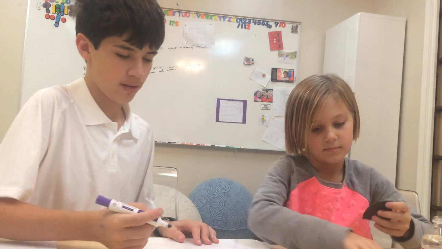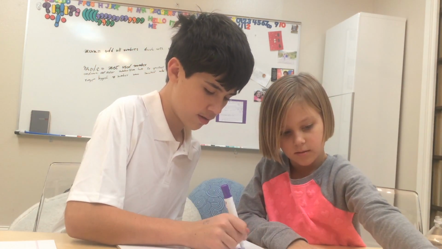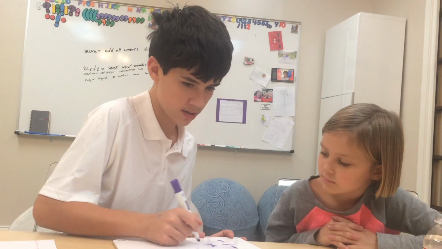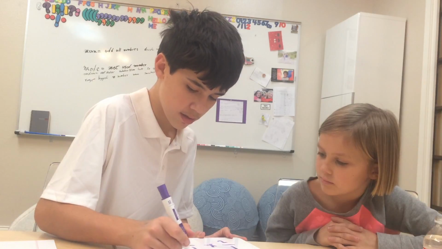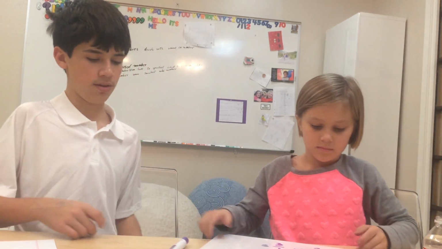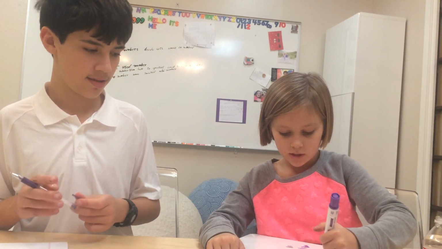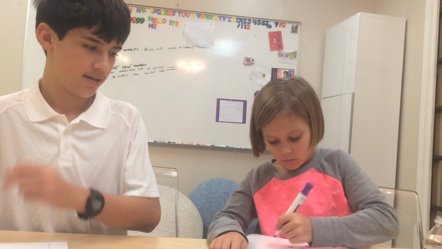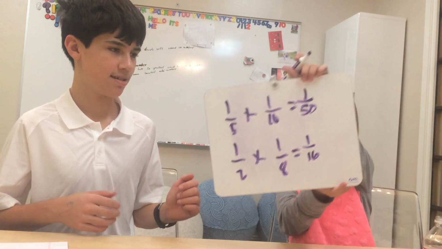So here, I'm gonna give you a couple problems, and see if you can multiply those as well. Okay. You have 1/5 times 1/10, and 1/2 times 1/8. All right. How about you do these two problems. So 1 times 1 is 1. Yes. 5 times 10 is 50. Yes. 1/50th. Exactly. Then 1 times 1 is 1, and then 2 times 8 is 16, which is 1/16. Exactly.